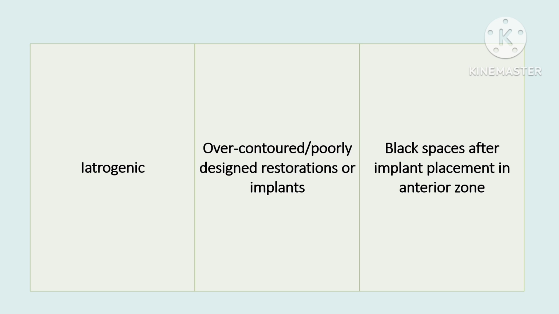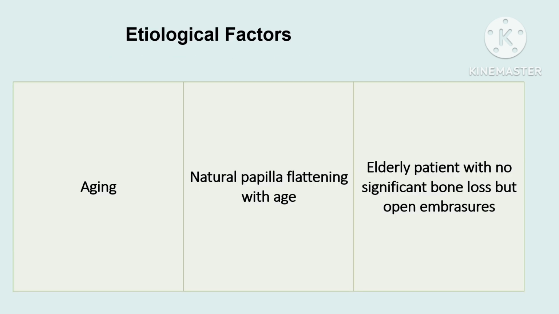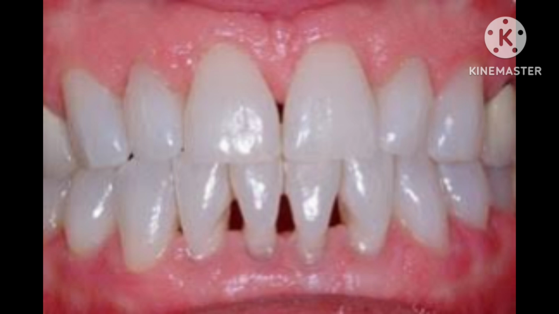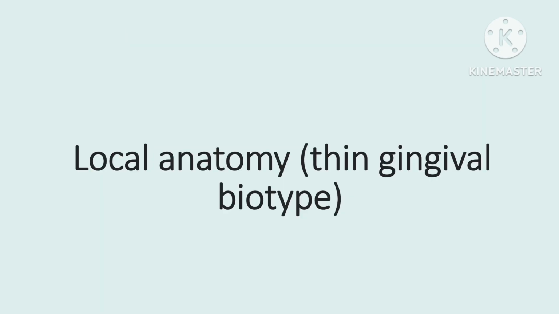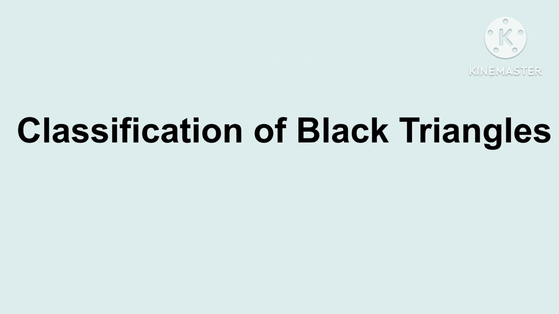Iatrogenic causes like over-aggressive scaling or surgical trauma may directly damage the delicate papillary tissue. In addition, the loss of alveolar bone due to age-related resorption gradually reduces the papilla height. Certain local anatomical factors, particularly a thin gingival biotype, make the papilla more vulnerable to shrinkage. Tarnow classification is used to describe the loss of interdental papilla.